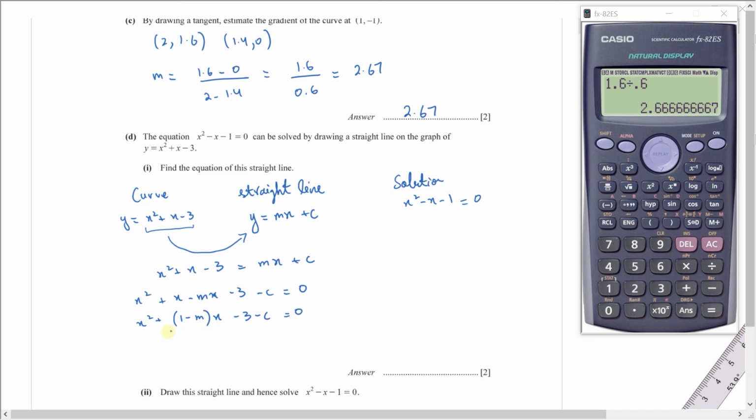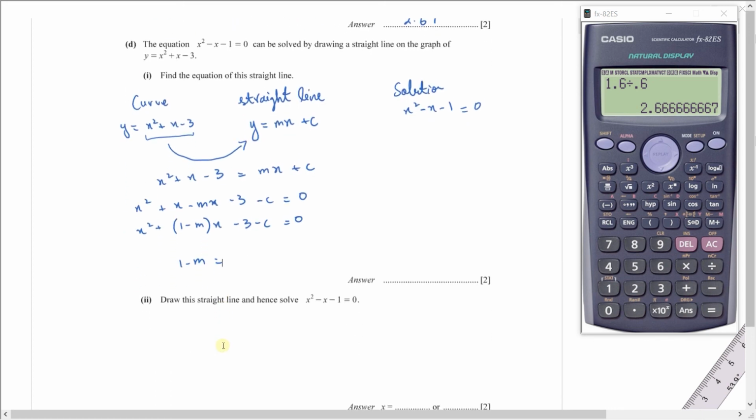Now I can compare the coefficients directly. So x squared has coefficient 1 and 1 here. x has a coefficient of minus 1 here, and here the coefficient of x is 1 minus m. So let's compare the two. So 1 minus m should equal the coefficient here, which is minus 1. If I take this m to the other side and bring this 1 here, I will get m equals 2.